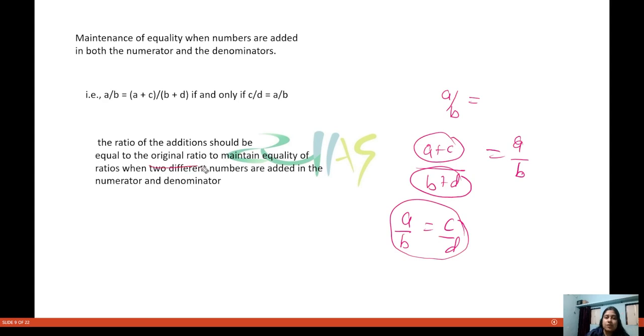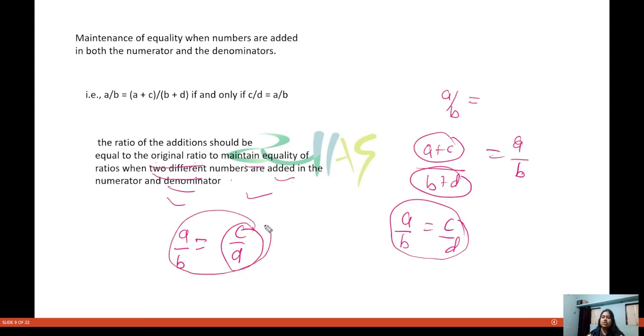Now, the ratio of addition should be equal to the original ratio to maintain the equality of the ratio when two numbers are added in the denominator and numerator, which is the same thing. What are they saying, the ratio of addition? So, the ratio of addition is what? C by D should be equal to the original ratio. What is the original ratio? A by B, to maintain the equality of the ratio when the two numbers are added, that is A plus C and B plus D. Okay, so I hope everybody is clear with this thing. Now let us move forward.